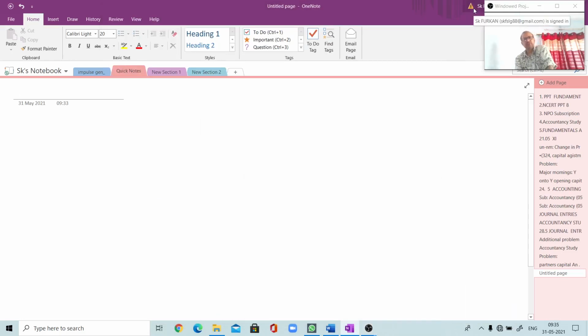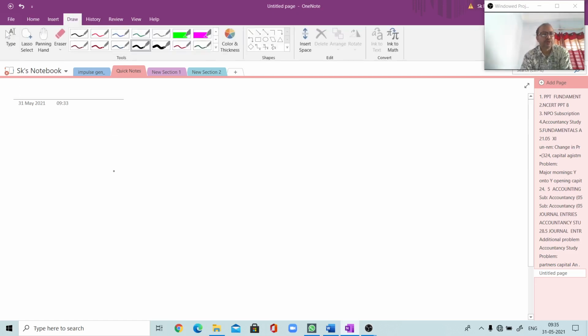Hello, my dear students. Today we are going to consider one more new chapter from the partnership unit: change in profit sharing ratio, and that is admission of a new partner. Here we have to know mainly the major accounting steps of this chapter, and we will get the similarity with change in profit sharing ratio.